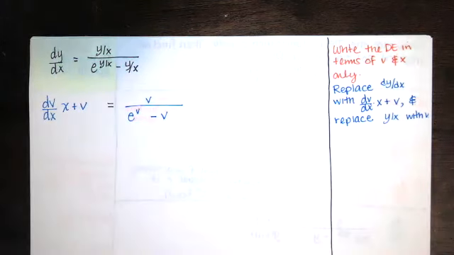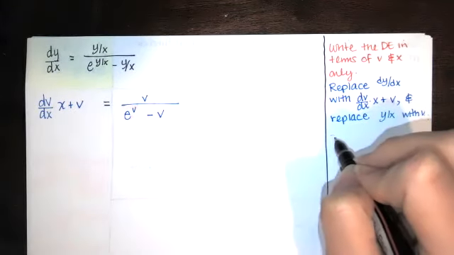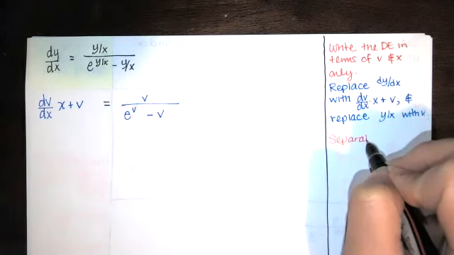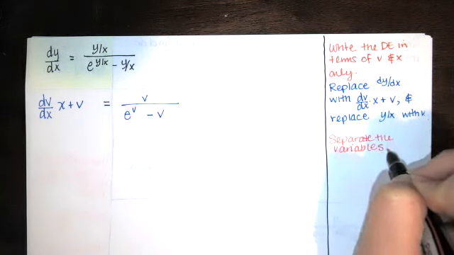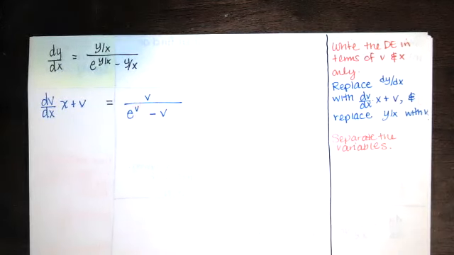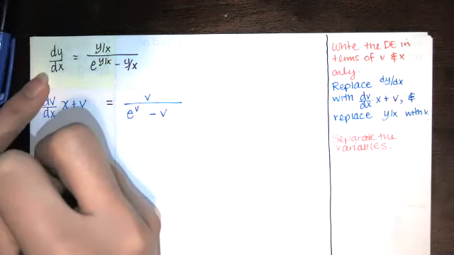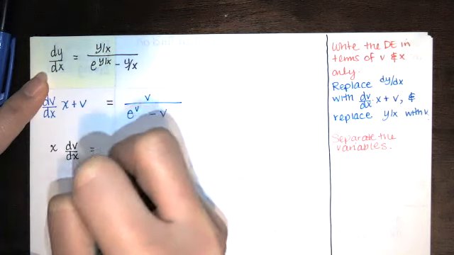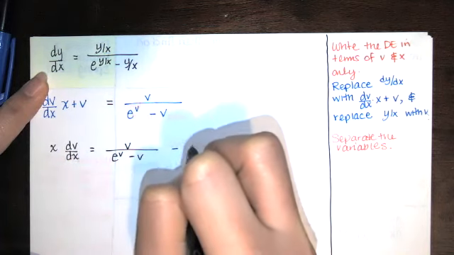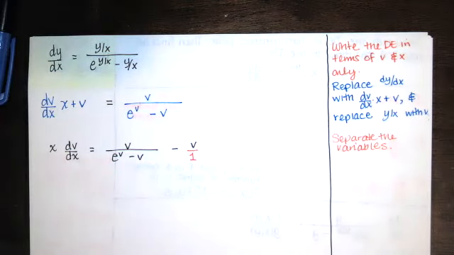And then at this point, we would typically separate the variables and solve this separable differential equation. Because when we make this substitution, because the differential equation is homogeneous, it will always be separable. So in order to do that, we need to subtract this v from both sides. And I think I'll write it this way: x times dv/dx equals v over e to the v minus v. We're subtracting v from both sides. I want a 1 in that denominator.